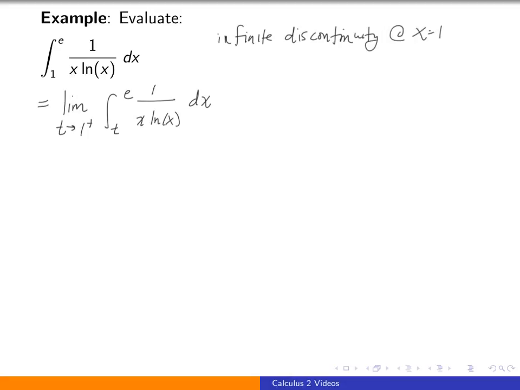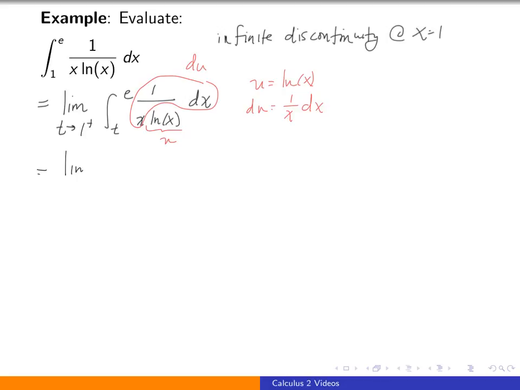So in terms of the integral, we see that we have this nice form, an ln of x, and then its derivative, 1 over x. So we're going to use a u substitution. So we'll let u be equal to ln of x, so that du is 1 over x dx. So the 1 over x dx is our du, and the ln of x in the denominator is our u.